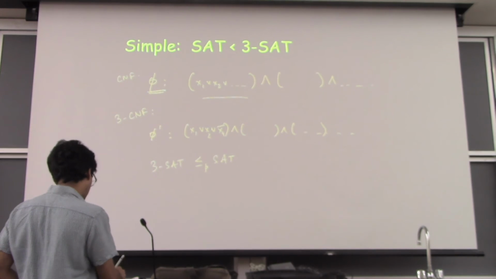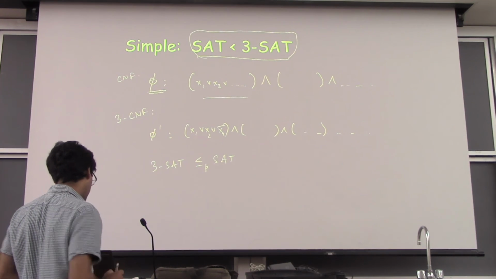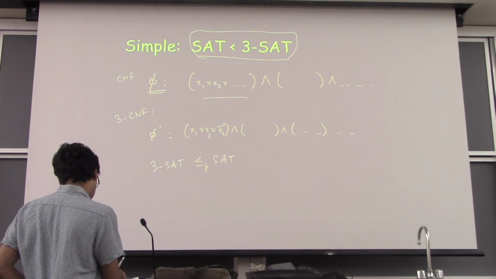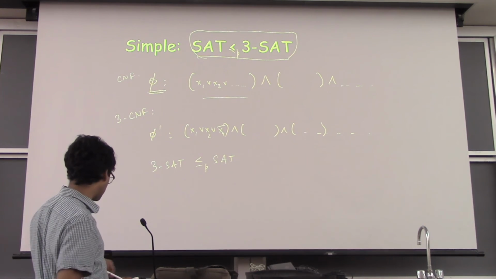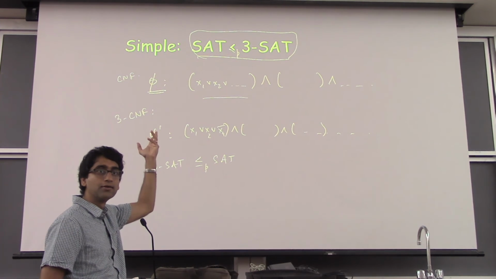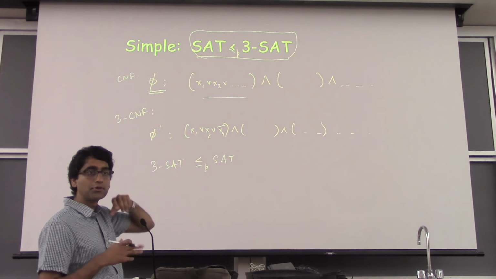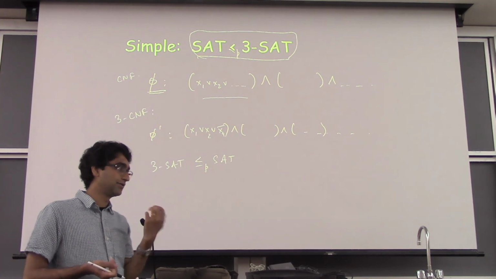So the non-trivial part is what I wrote here. You want to show that SAT reduces in polytime to 3SAT. For that, what do we have to do to show that SAT reduces to 3SAT?